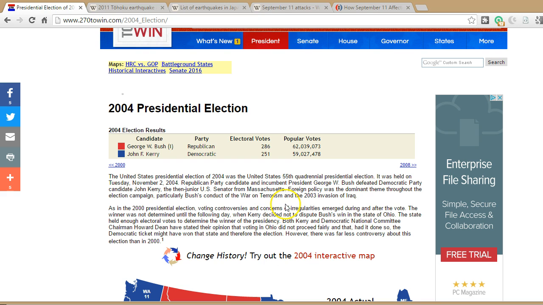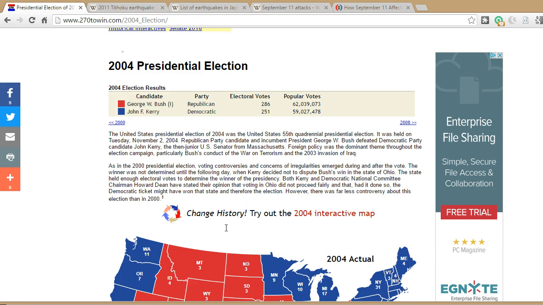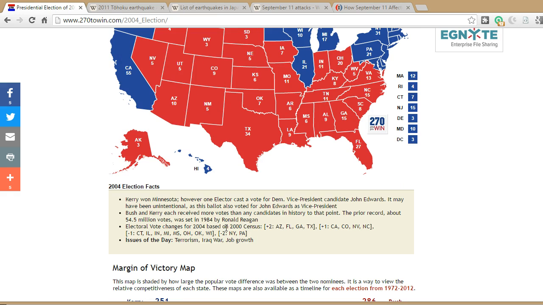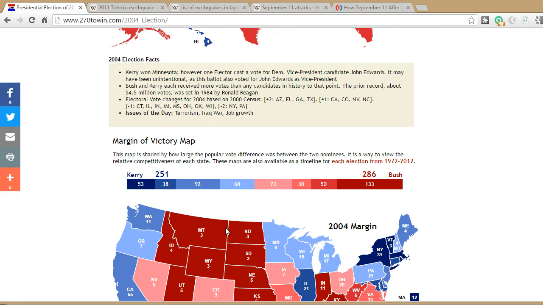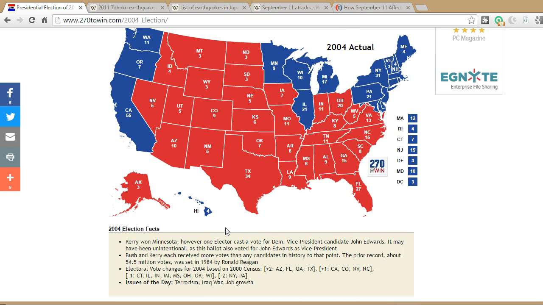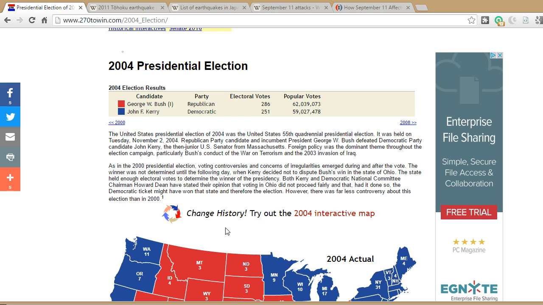He won by not actually such a wide margin versus Kerry. But let's see what we can find out. When did he actually win? Do we have the actual date? I imagine it'll be November again. The date might vary. The 2nd of November. Here we go, 2nd of November.